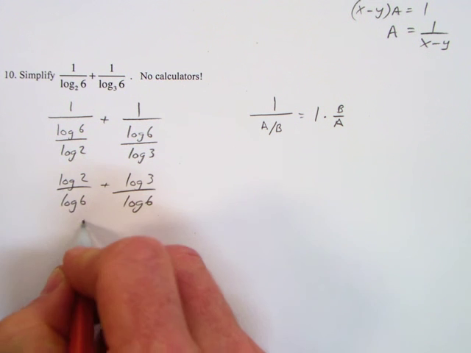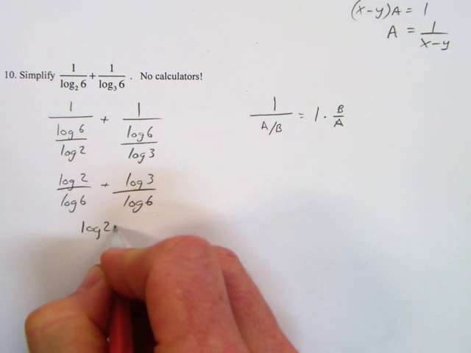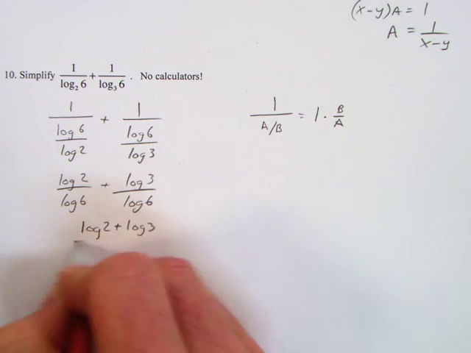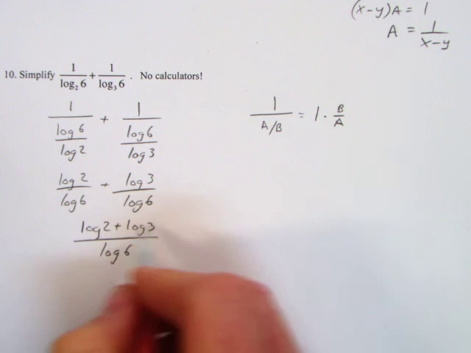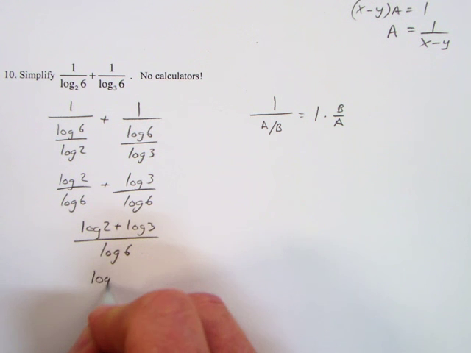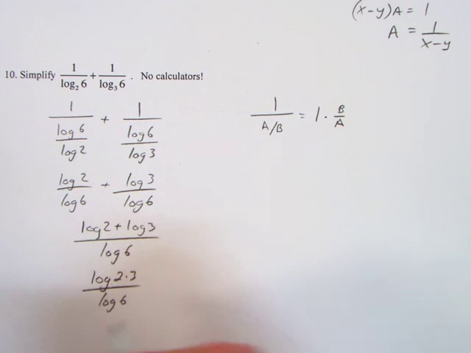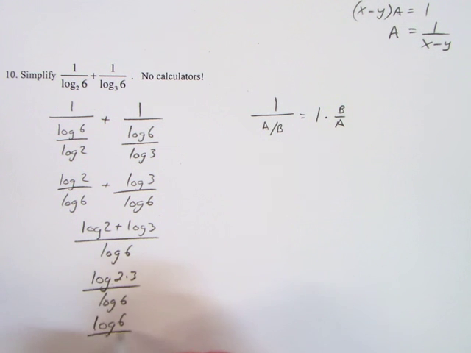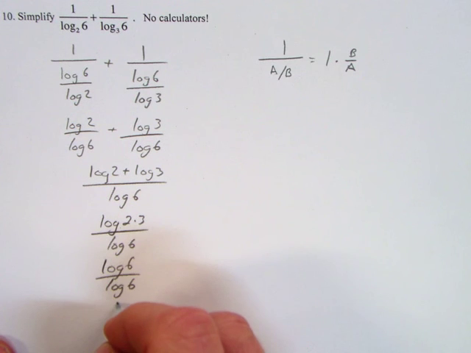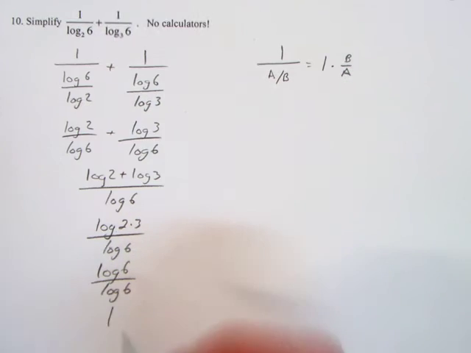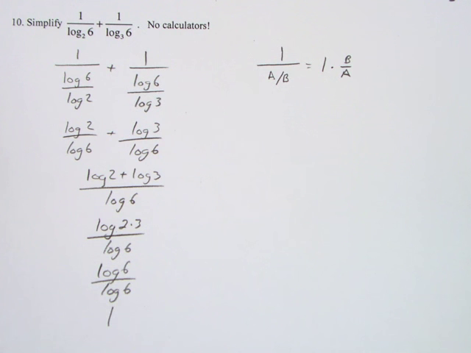Now we have the same base, so this is log of 2 plus log of 3 over log 6. Now you want to recognize that we're adding two logs, so that means we can write it as 2 times 3, which is the same thing as just log of 6. I want to emphasize that right now so I don't lose anybody. And then log of 6 over log of 6 is 1, and with that we're done. That's the last notes for this chapter.